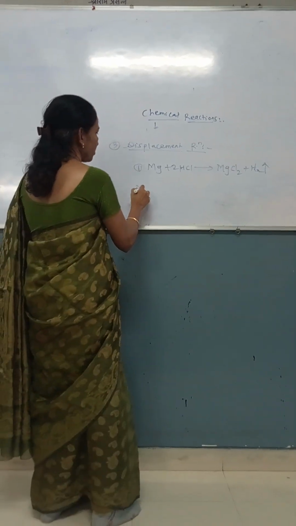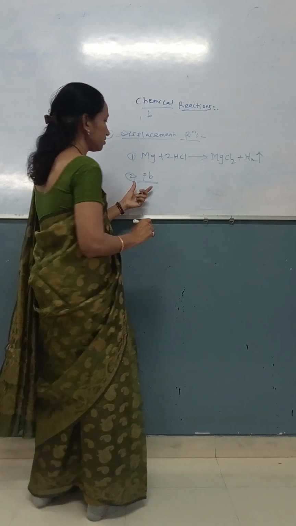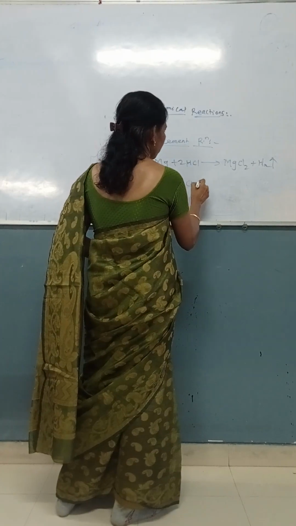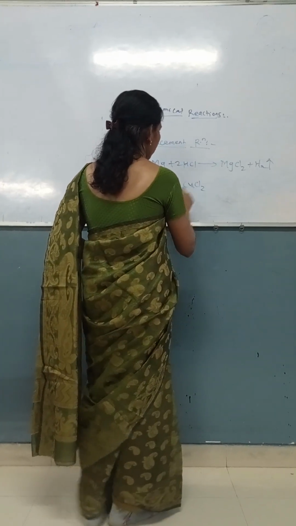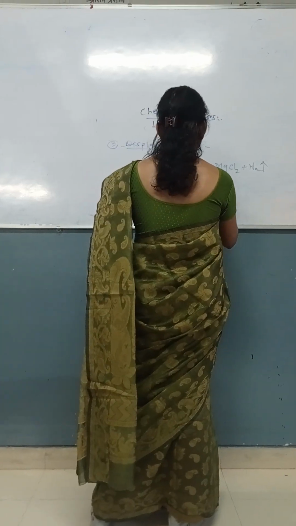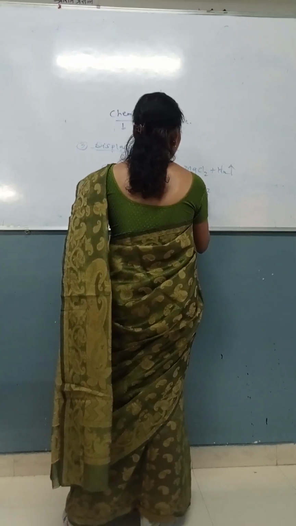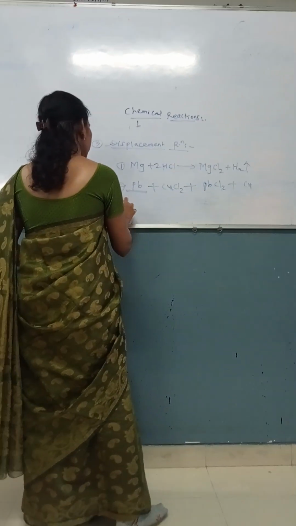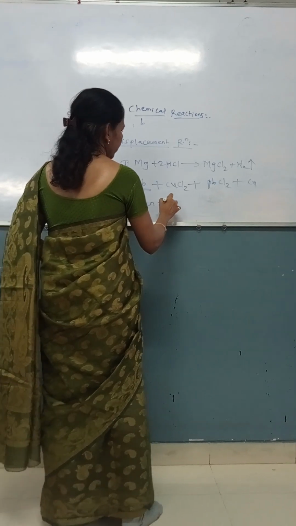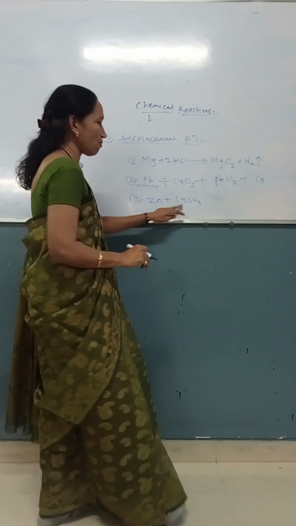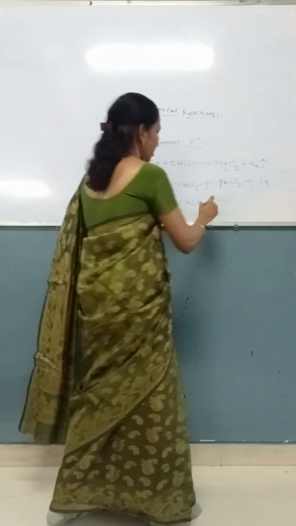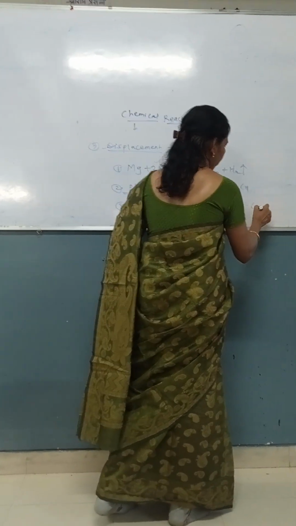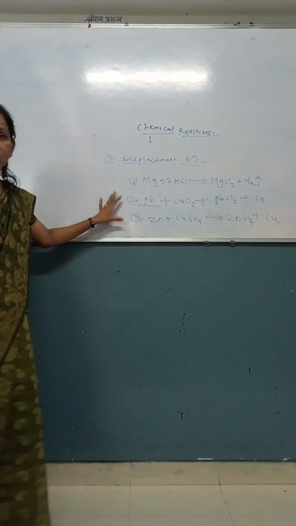Then the second one is Pb. What is Pb? Pb is the symbol of lead. Pb reacts with cupric chloride, and PbCl2, lead chloride, is formed, and copper. Then the third example is Zn. Zn reacts with CuSO4. CuSO4 means copper sulfate. Zinc reacts with copper sulfate, and ZnSO4, that is zinc sulfate, and copper are formed. These are the three examples of displacement reaction.